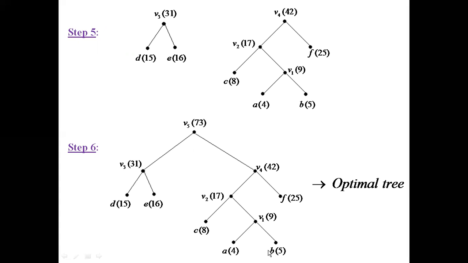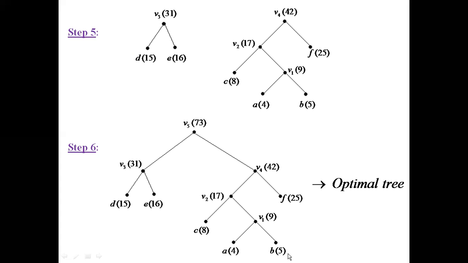And A and B are in the fourth level. So every vertex weight, the leaf's weight multiplied by its level number, gives us the weight of the tree by adding up all of them. So we observe for the leaf A, it has weight 4 multiplied by its level number, which means it is at the fourth level. So 4 into 4. The vertex B has weight 5. This is also in the fourth level.